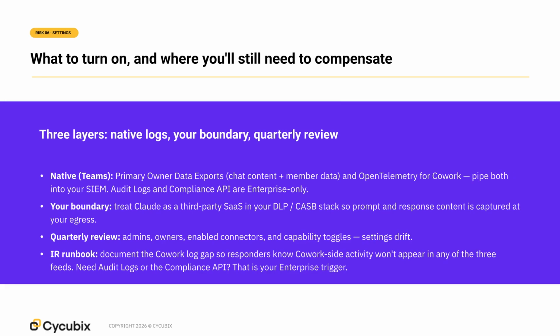4 moves. 1. Schedule primary owner data exports and stream OpenTelemetry into your SIEM so Cowork stops being a blind spot. 2. Treat Claude as third-party SaaS in your DLP or CASB stack. That captures prompt and response content at your egress regardless of what Anthropic logs. 3. Run a quarterly review of admins, owners, connectors, and capability toggles, because settings drift. 4. Document the Cowork gap in your incident response runbook so responders know where not to look. If your SOC needs streaming content or the compliance API, that is your enterprise trigger.